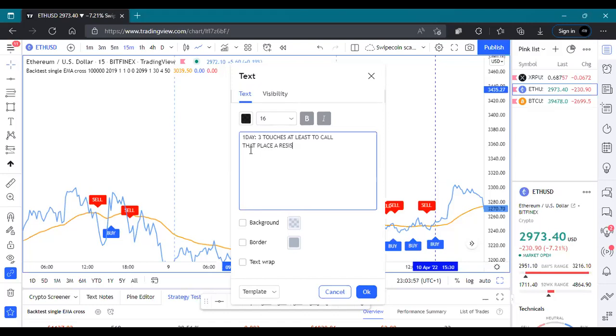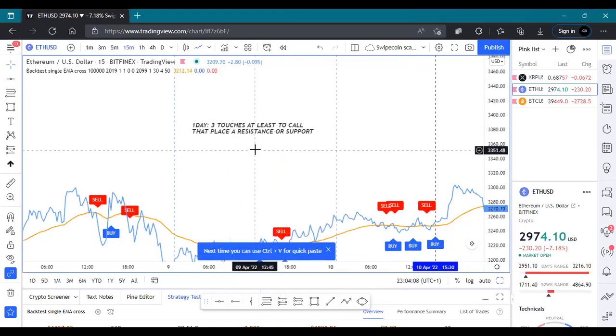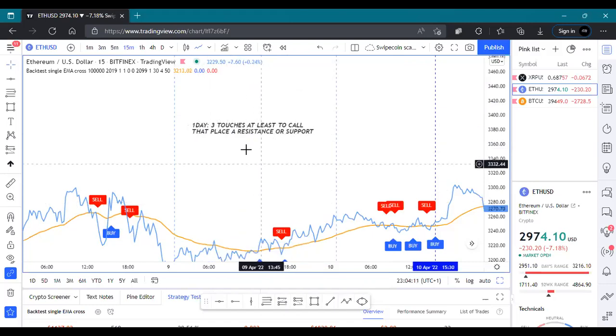A resistance. A resistance or support. Right? So in the space of 1 day, you need 3 touches at least to call that place a resistance or support. That is to say, where that bounce happened, right? If I can find up to 3 bounces along that area, I can call that place what? Either a resistance or a support.